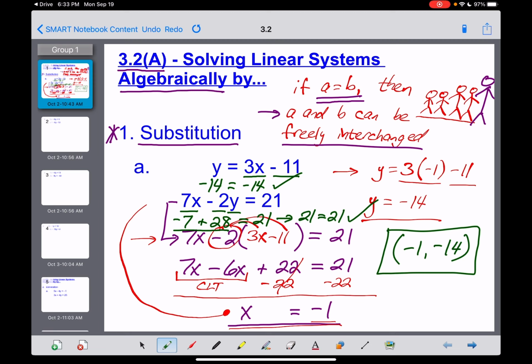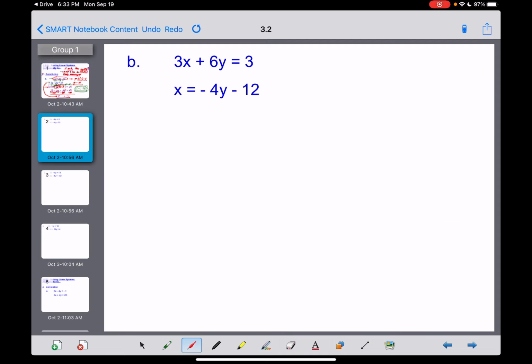So now that I've checked what I thought was my solution in both equations, and it works, I know for certain that this is the solution to that system of equations, because it's an ordered pair that works not just in one of them, but in both of them. And that, everybody, is how you use the substitution method. Now, that was an easy one because the y was already isolated in the first equation, but it will get harder. Not really yet. Let's take a look at example B.